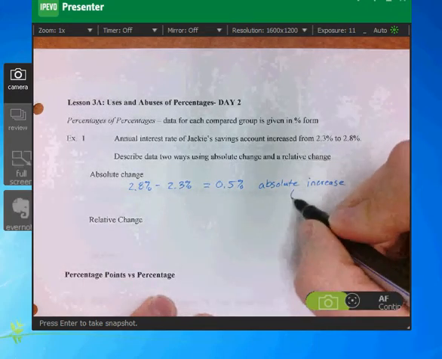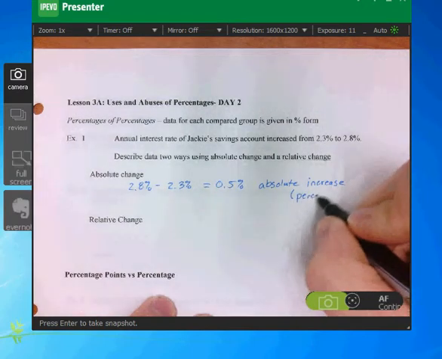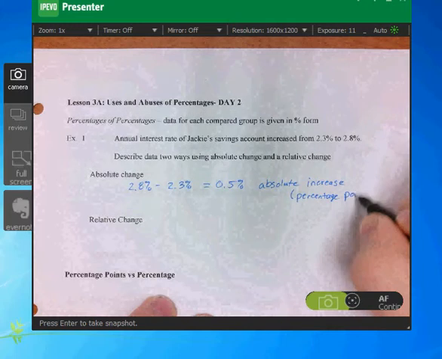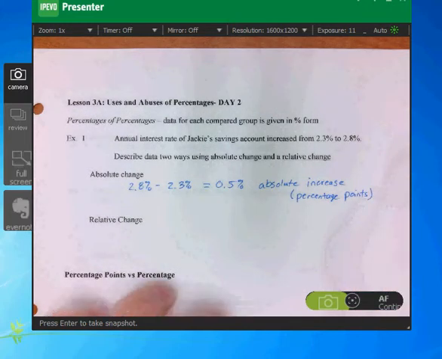And what we're saying there is called percentage points. So if they say the percent increase was from this percent to this percent, that's actual numbers, points and percentage, and we're talking about the absolute change there. When they say this percent to this percent, that's what we're showing, the absolute change.